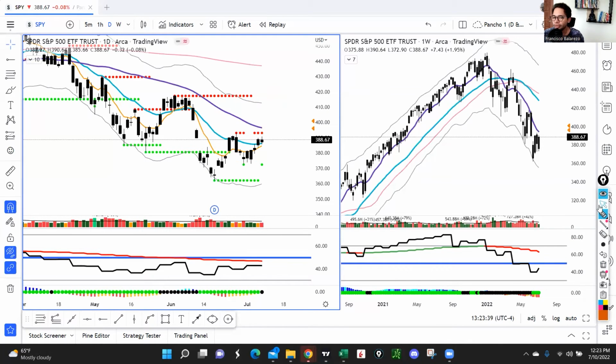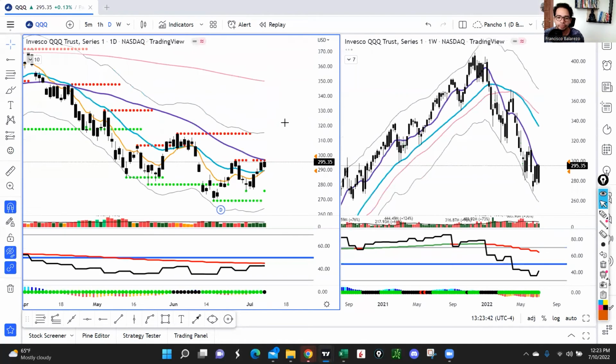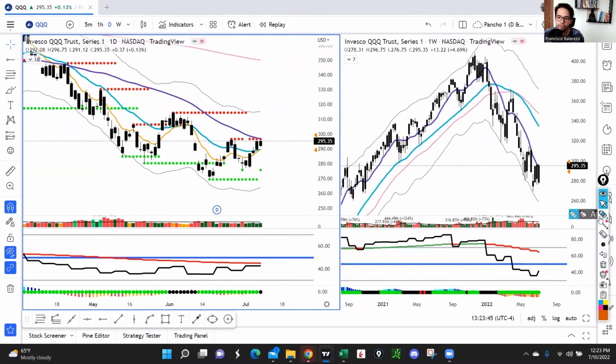Now let's take a look at the QQQ, which is going to be pretty similar to the Nasdaq Composite. You can see that it's basically the same chart. You can see the higher low, and you can see the resistance level that we have right here. And I think that any breakout above 300 should take us somewhere around 315. That's going to be for the QQQ.